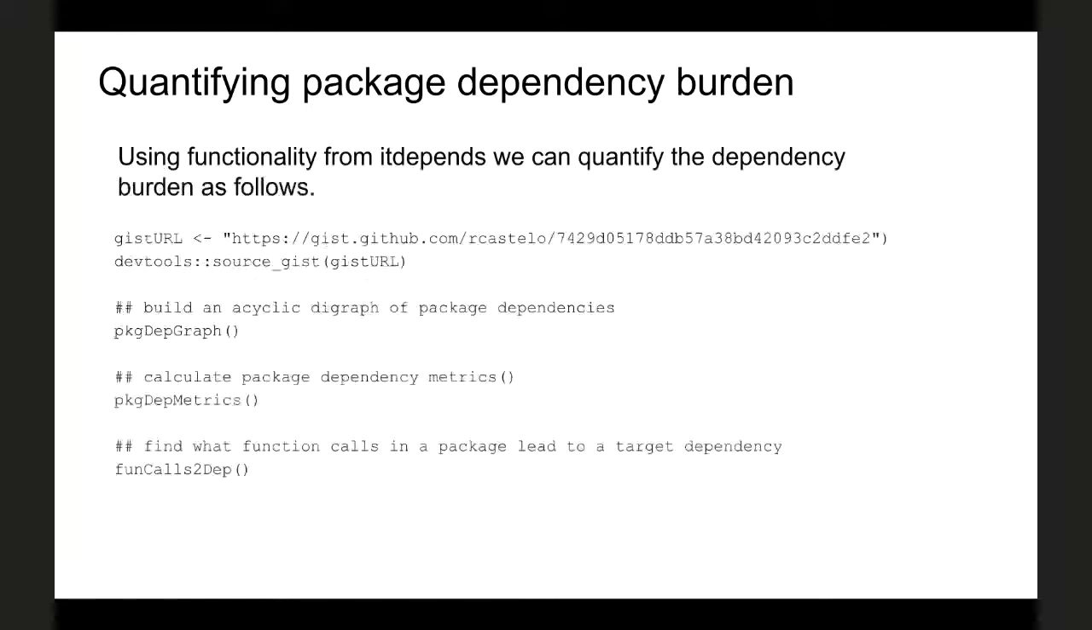So this script actually has these three functions. The one I showed you with the dependency graph, one called package dependency metrics that does what I just showed you, it's encapsulated in this function. And then function calls to dependency is for when I want to know what function calls to a package lead to a target dependency of interest.